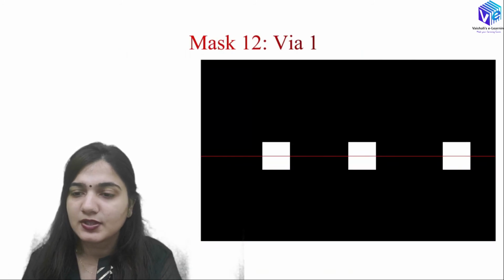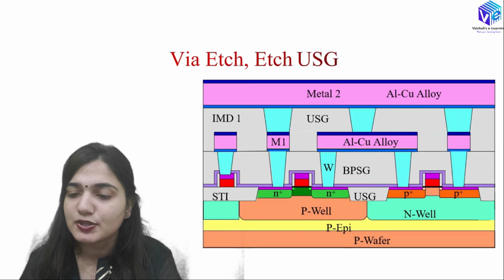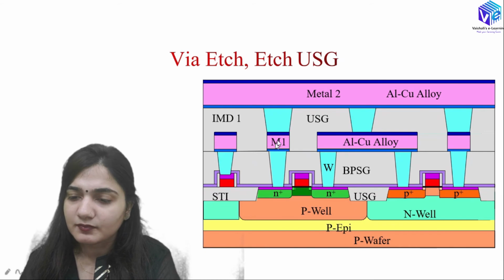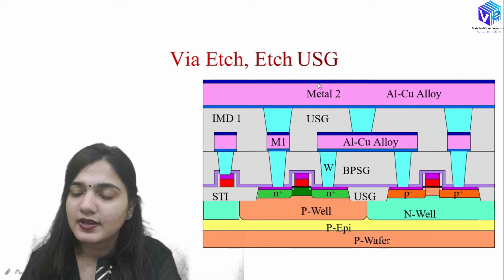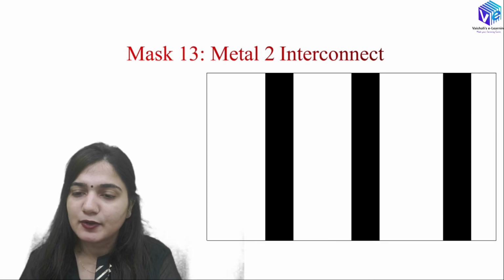After that I will be using the 12th mask for the via 1 hole generation. So you can see we are having the via etch process over here. We are going to etch out the USG layer over here, and this is how the USG layer has made trenches over here. After that we are going to fill it with the metals. The tungsten is filled over here, the metal 2, that is aluminium copper alloy, is filled over here, and we will be having some coverings also with the titanium and the titanium nitride of course. And then we are going to have the metal 2 interconnect.